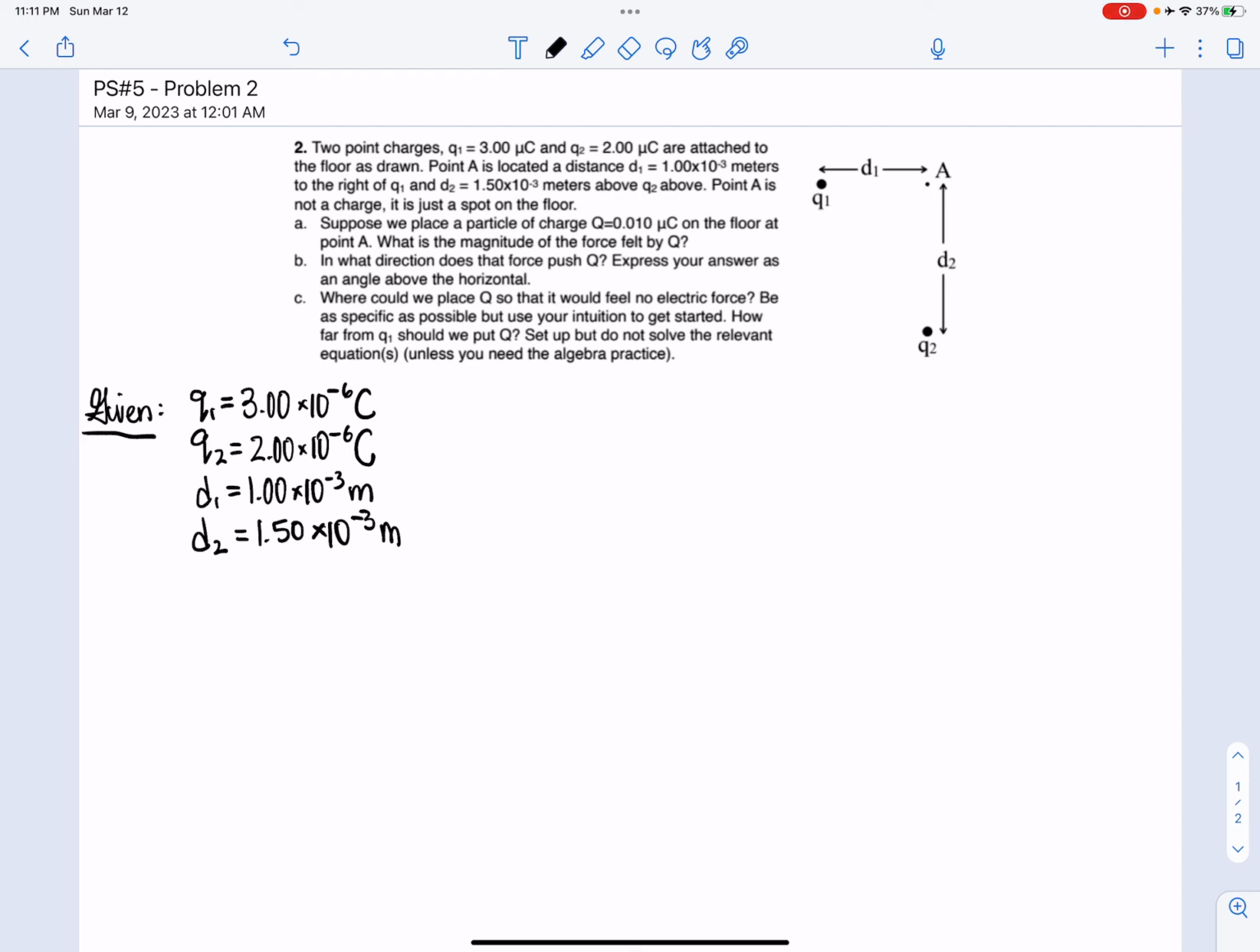And something that you should have in your cheat sheet is the value for K, the electrostatic constant, which is found in Coulomb's law. Its value is 9 times 10 to the 9 newton meter squared per coulomb squared. So that is the value of K.